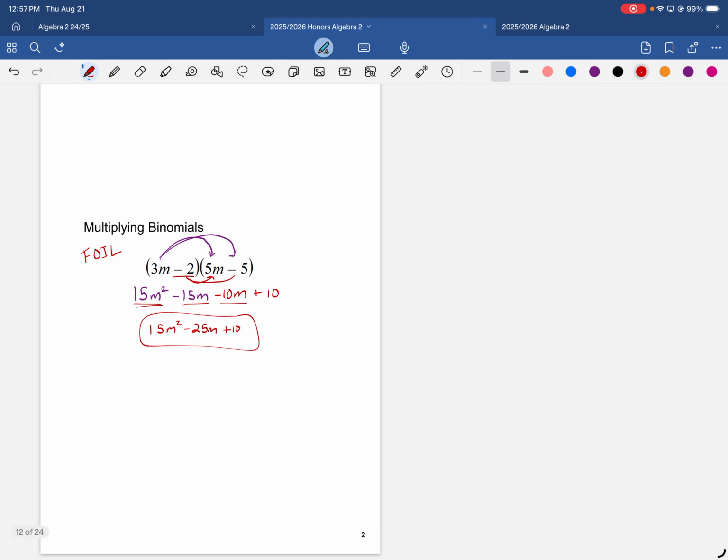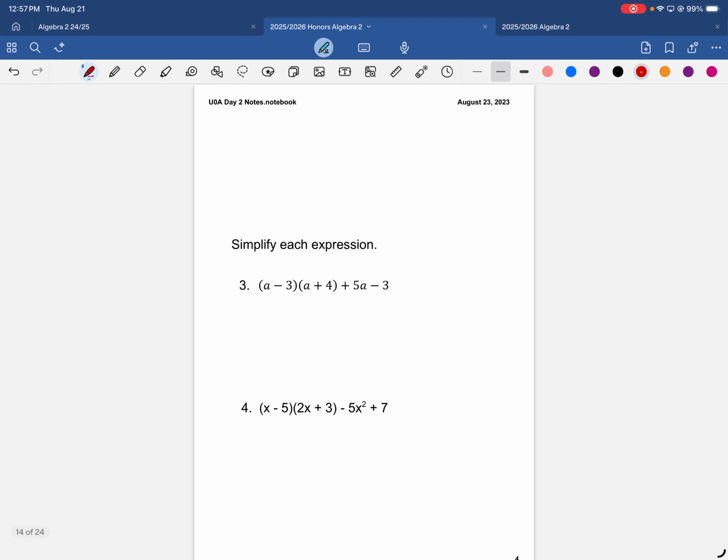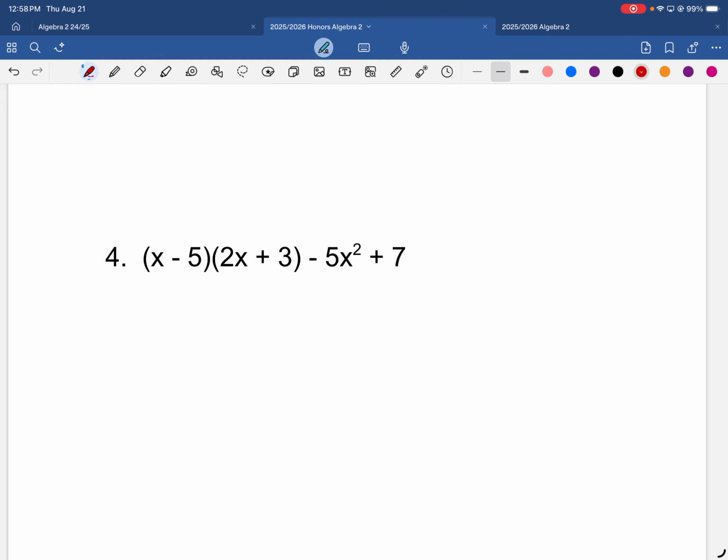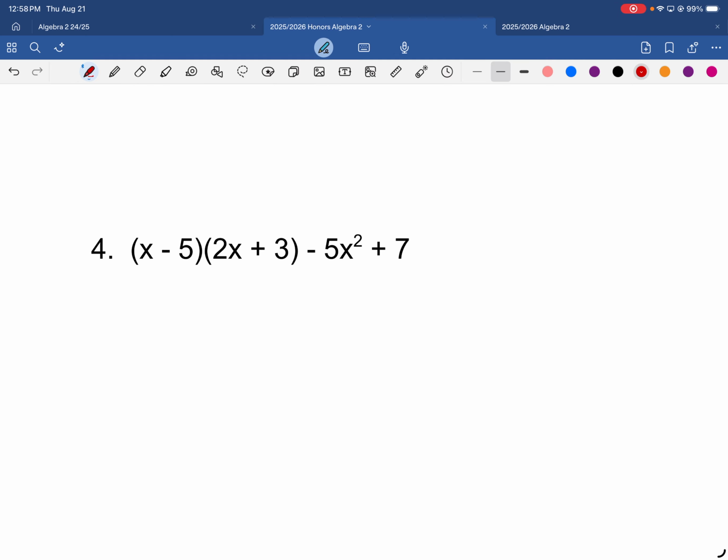Okay, multiplying binomials, I'll give you one to try on your own, and we'll come back and talk about one that I just passed. Okay, so let's combine the two things. So use the distributive property with 2 binomials, and then combine like terms to simplify that one.